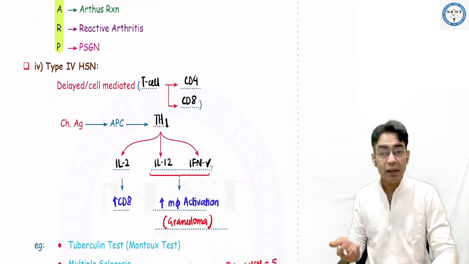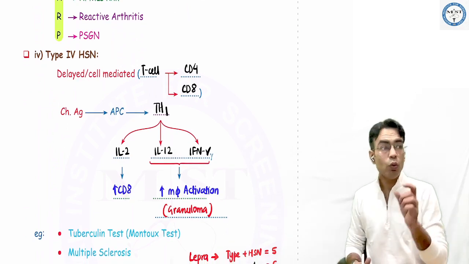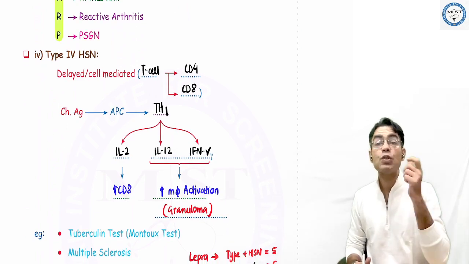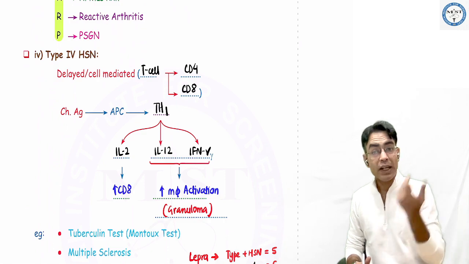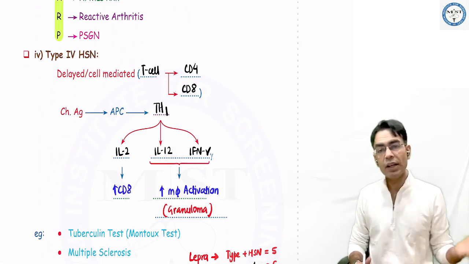Type 4, it is delayed, T cell mediated. So which TH cell will activate? TH1. Chronic antigen आएगा ना छोटू. So TH1 will activate and then it will secrete IL-2 and interferon gamma.